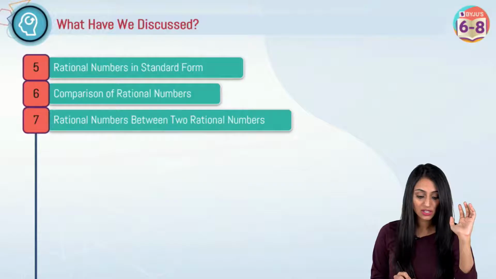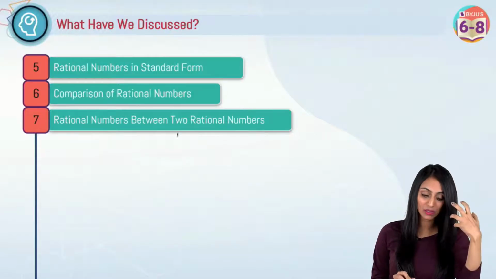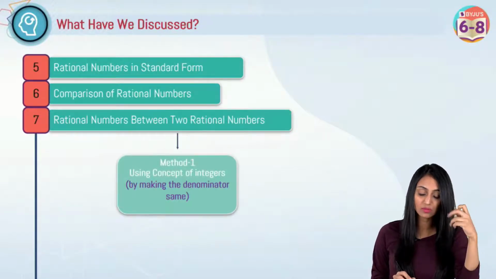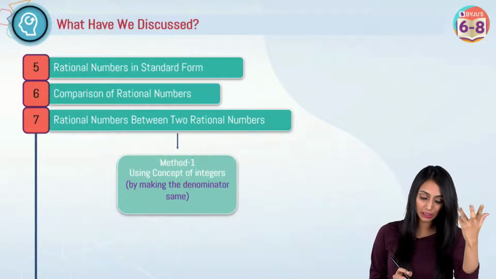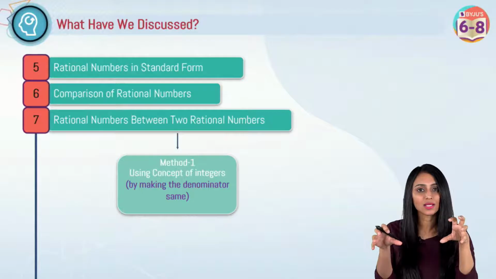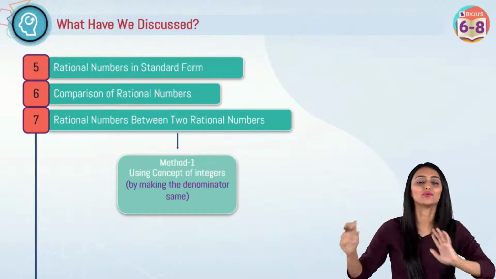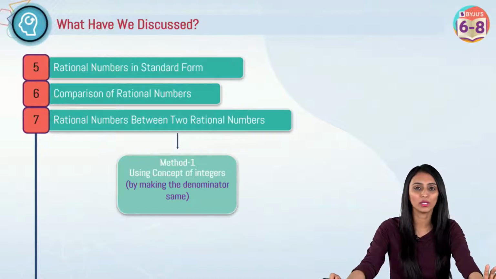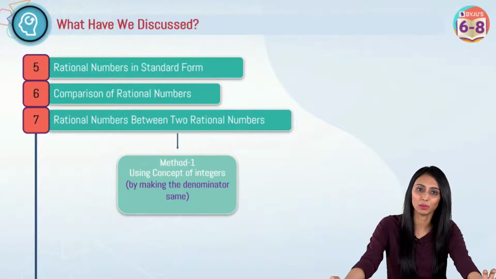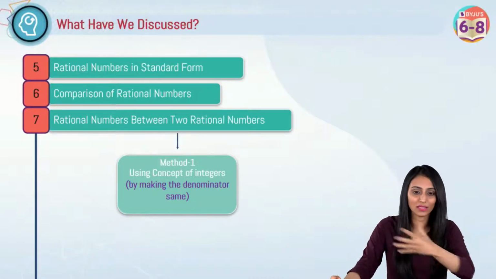Okay. Let's move ahead. So rational numbers, how to find out rational numbers between two rational numbers. The first thing is we will be using one method you've already learnt about, that is by using the concept of integers. We make the denominators the same and then we find out a rational number between the two rational numbers, right? Let's say I give you two rational numbers, 3 by 4 and 1 by 2. You have to find out a rational number between them. You make the denominators the same and then do it.